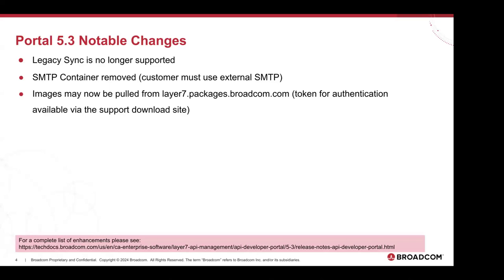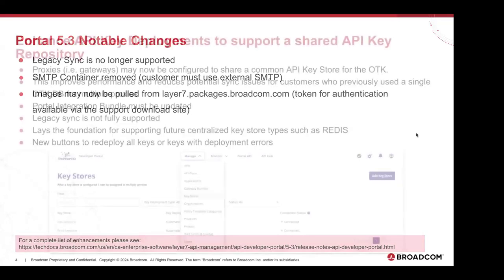But basically, if you go to support.broadcom.com, go to the download site, you should see an icon in that download page where you can actually get a token that you need to pull images from this site. All right, any questions on this? Okay, if not, moving on.